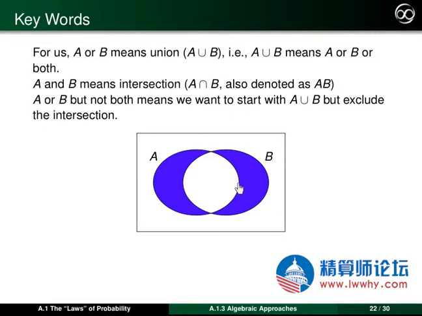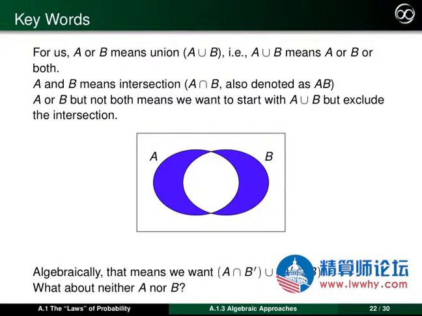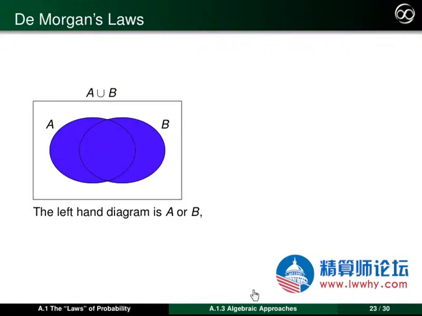Algebraically, what is that event? It means algebraically I want A intersect B prime, which is my left crescent, or the right crescent, which is A complement intersect B. What if you want to have neither A nor B? Well, first let's draw a picture in which I have A or B. All right, that's my diagram right here.